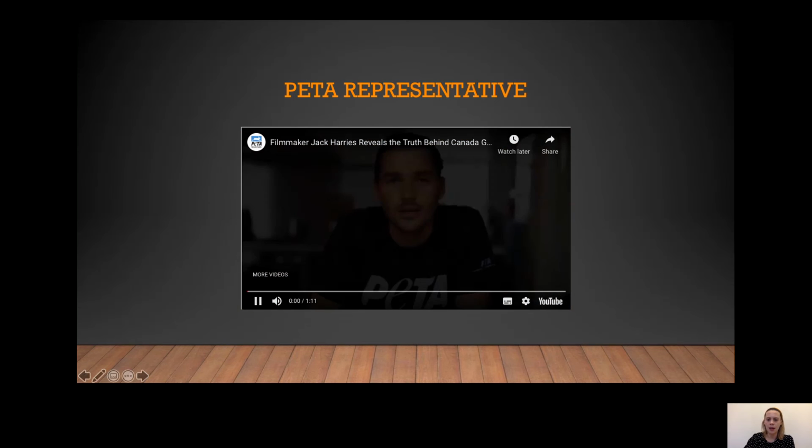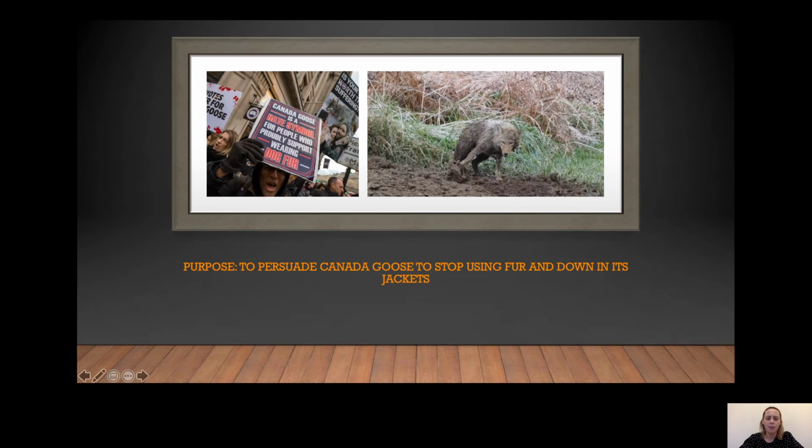Now, let's have a look. Okay, so let's have a look at our purpose. The purpose of our letter today is to persuade Canada Goose to stop using fur and down in its jackets. So that's the overall purpose. And we're going to do that by following our structure that I discussed at the beginning of the lesson. We're going to start today by really establishing a formal tone in our introduction and stating our reasons for complaining.